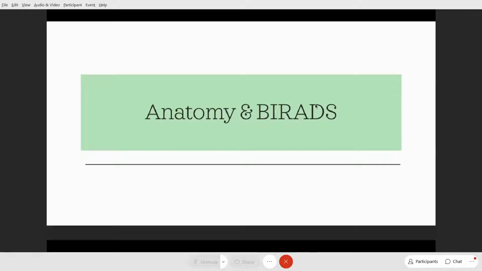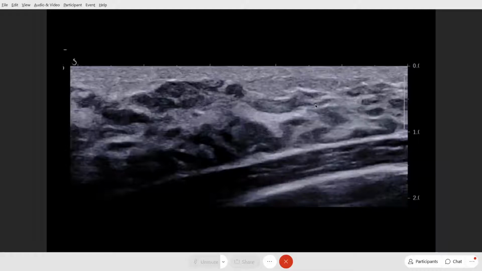Now let's see a little bit about the theoretical knowledge that we have to have before we start off with the cases. Starting with the anatomy. The breast is composed of mixed glandular tissue and fat.